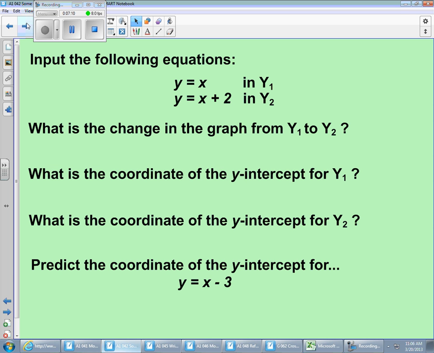But the same things we've been learning about these equations and the changes we make to the equations are going to do the exact same thing to any kind of graph, whether it's a straight line or a parabola or a cubic equation. It's going to do this to all of it. So let's look at these questions that we have here. What is the change in the graph from y1 to y2?